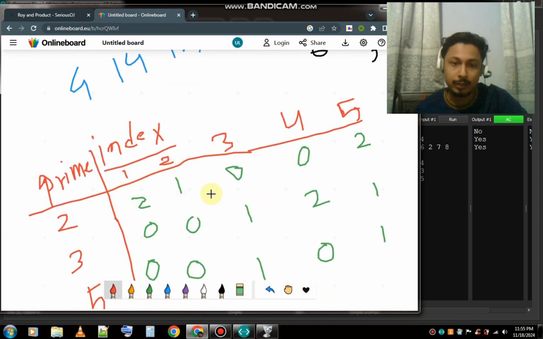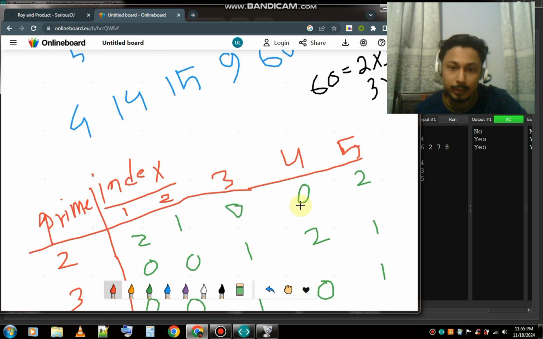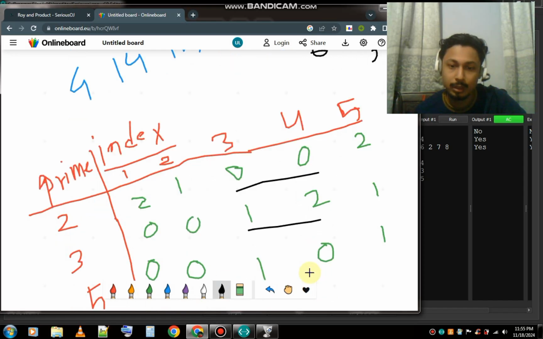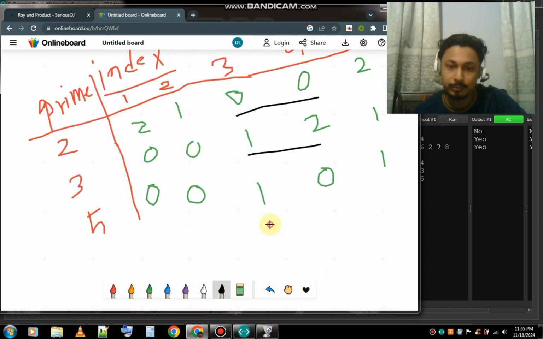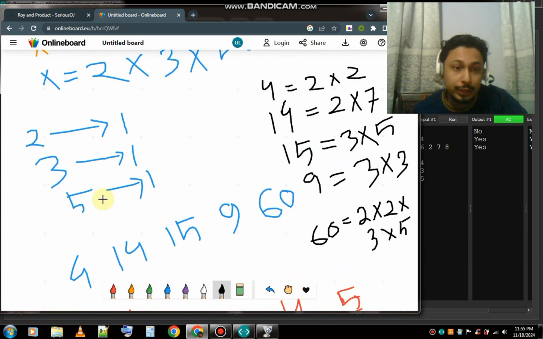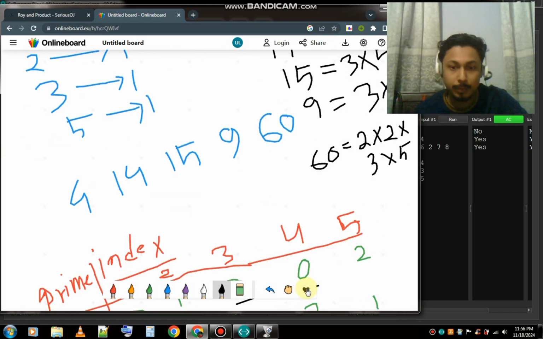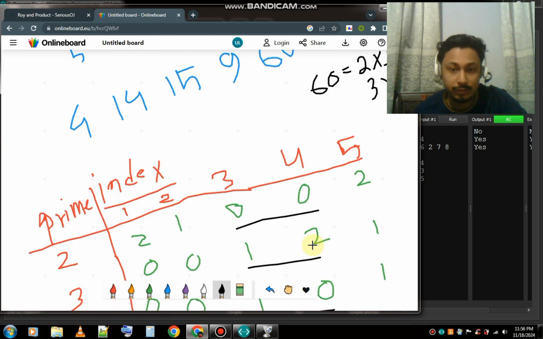Let's see if x is divisible by the range 3 to 4. So how many times does 2 occur? 0 times, right? How many times does 2 occur in this range? 0 times. How many times 3? 3 times. And 5, 1 time. But we need the prime factor 2 to occur at least 1 time. But here it is 0. That's why the range 3 to 4 is not divisible by x.